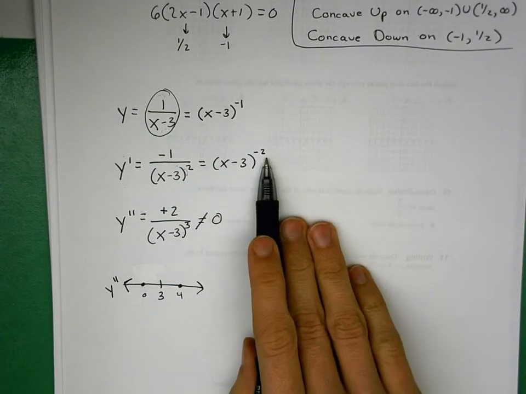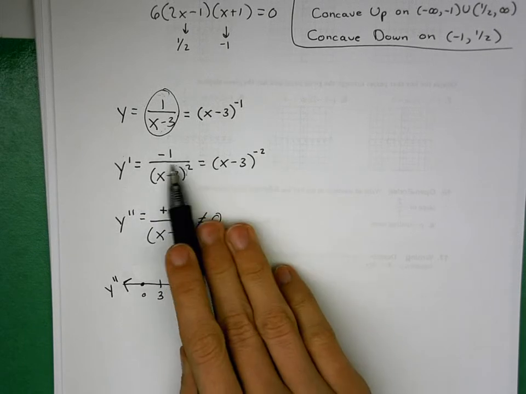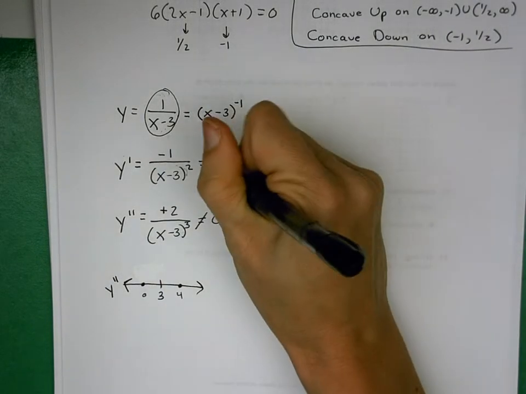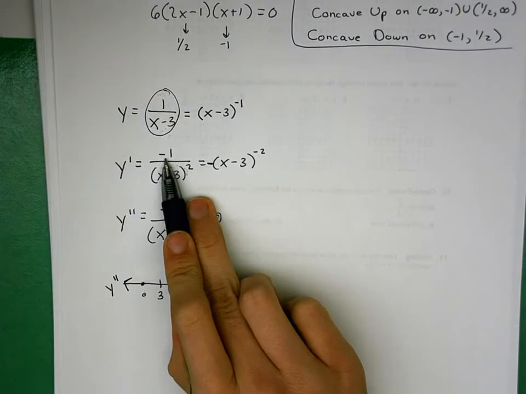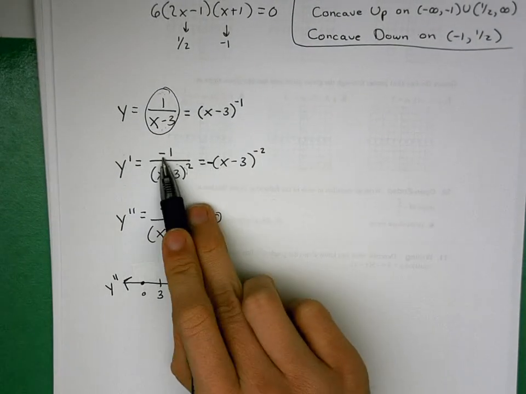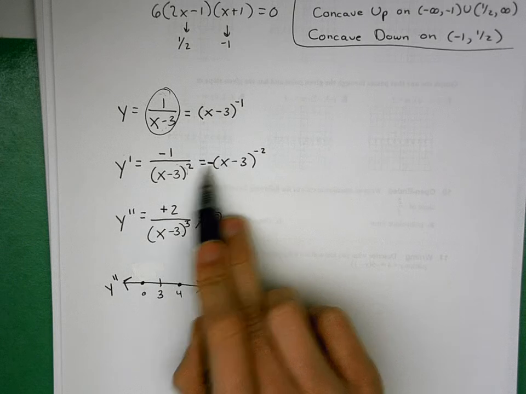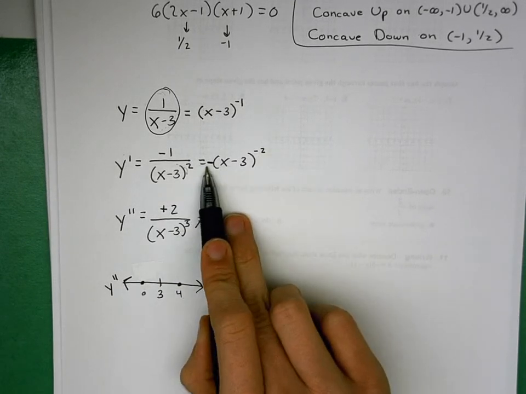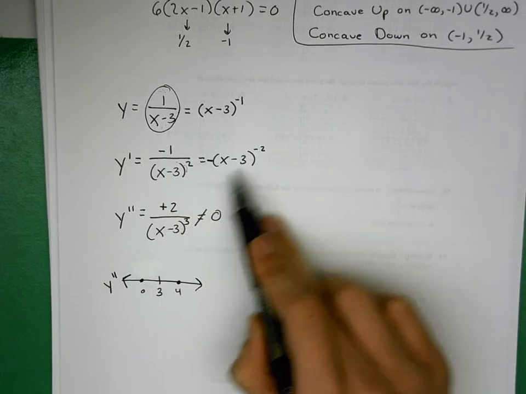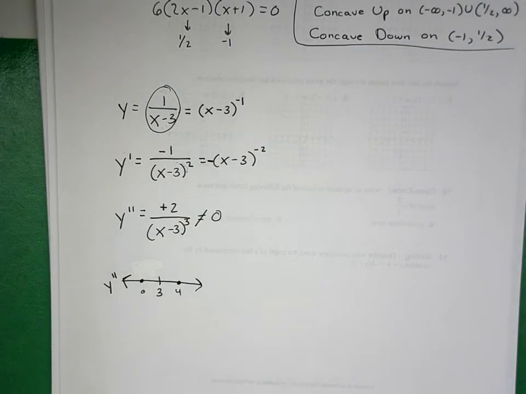When I bring down the negative 2, I have negative 2 times negative 1. I left off the negative out front here from this negative 1. You see that, rewriting it? So this should be negative x minus 3 to the negative 2. And bringing down the negative 2, we get positive 2. But then the rest of the explanation is still good.